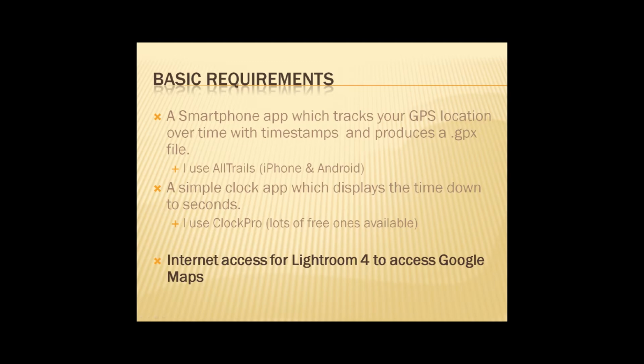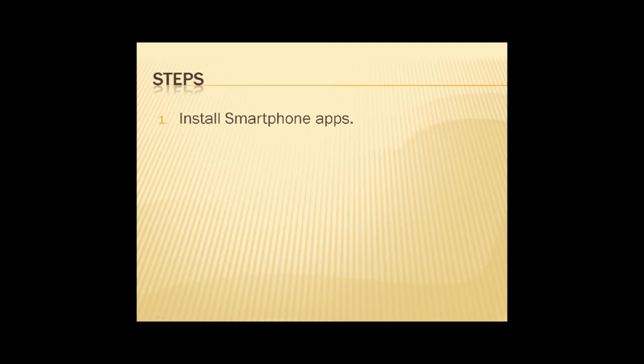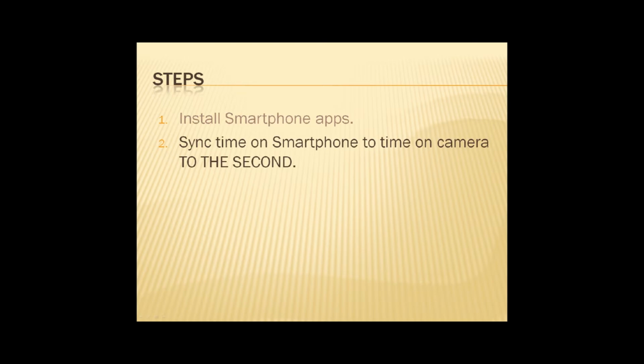Okay, we know what the requirements are. Where do we get started? First, install the smartphone apps. Take the GPS Tracker app, take the Clock app, install them on your smartphone, and then sync them. Sync the smartphone to your camera. And again, my recommendation is a very strong sync to the second. Get both your camera and your smartphone showing exactly the same time down to the second. And at that point, you're ready to go.